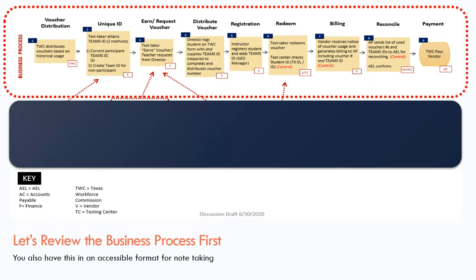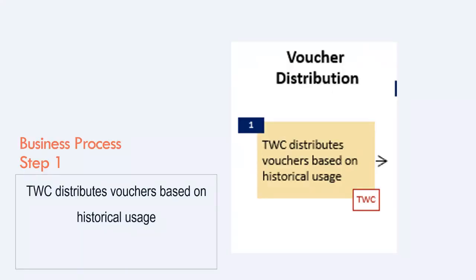So step one in the business process is really the voucher distribution. TWC is going to distribute the vouchers to you based on historical usage. Now, what I'll say about the historical usage, so that we're very transparent with what this means, is we are looking at test taker data from February of 2019 through February of 2020. And we are looking at how many actual tests have occurred at each individual grantee. We're taking that and saying, as a state, that makes up 100% of the whole.